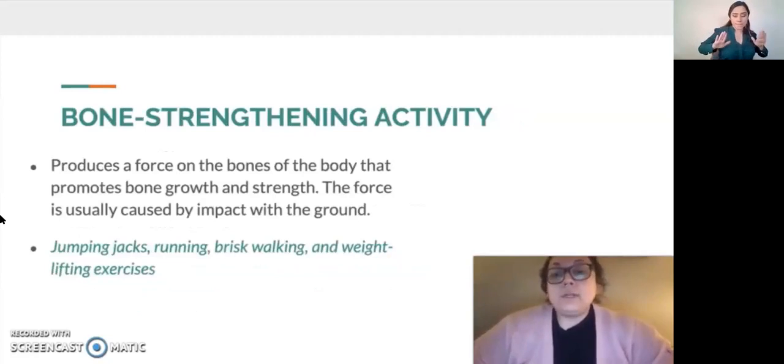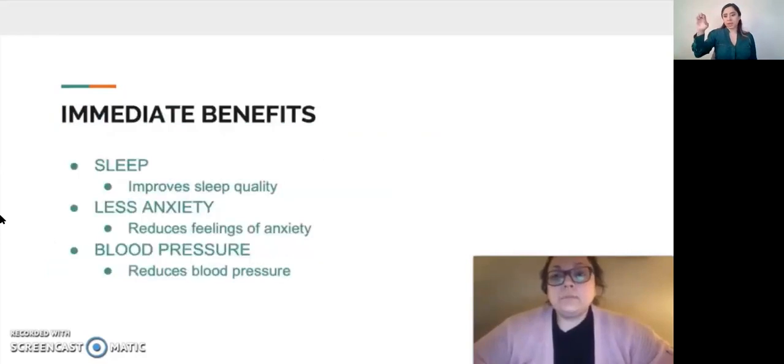Bone strengthening activities produce a force on the bones of the body that promote bone growth and strength. The force is usually caused by impact with the ground. This would include activities such as jumping jacks, running, brisk walking, and weightlifting exercises. Something to note with bone strengthening activities, they can also be both aerobic and or muscle strengthening.